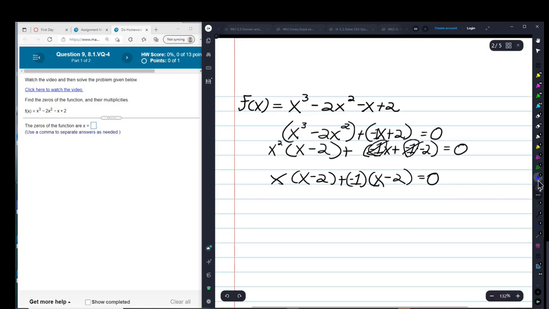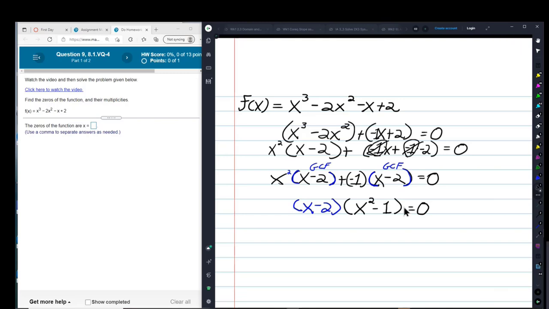And now you see that x minus 2 occurs on both sides of the plus sign, so it becomes the greatest common factor, GCF. So I'm going to write x minus 2. Oh, I pulled out an x squared. Look what I almost lost. Oh my goodness. X minus 2 times x squared minus 1 equals 0.